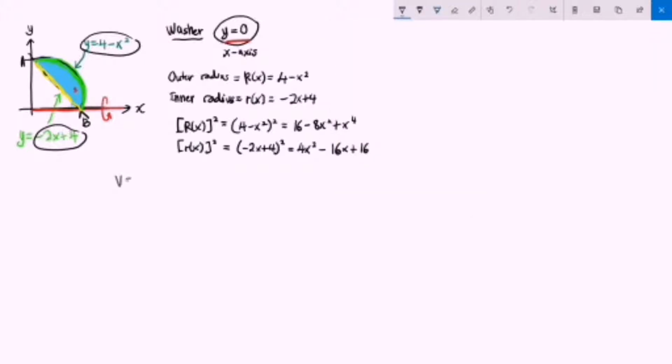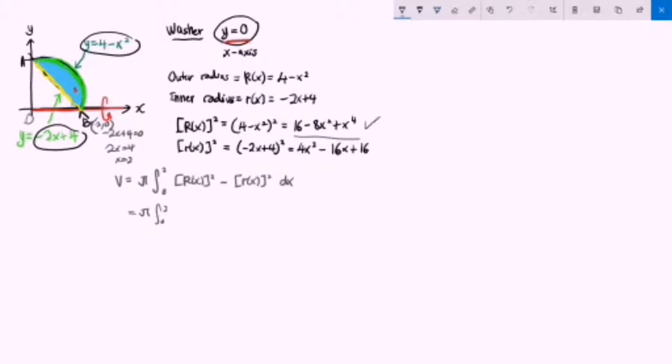The volume is given by pi integrate from where to where? Of course, from 0 up to this value here. So we have to find the coordinates of B first. B is on the x-axis, meaning that y equals 0. So when y equals 0, negative 2x plus 4 equals 0. So 2x equals 4, x must be equal to 2. So B is (2, 0), and we know that it is from 0 up to 2. So we fill in 0 up to 2 with the outer radius squared, minus the inner radius squared, dx.